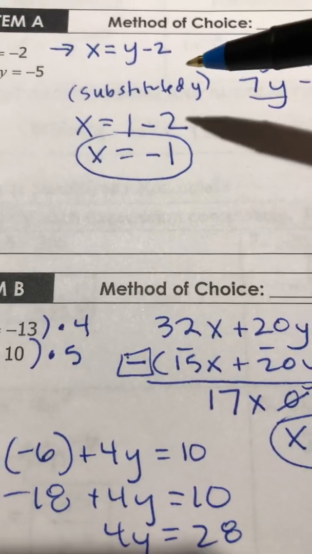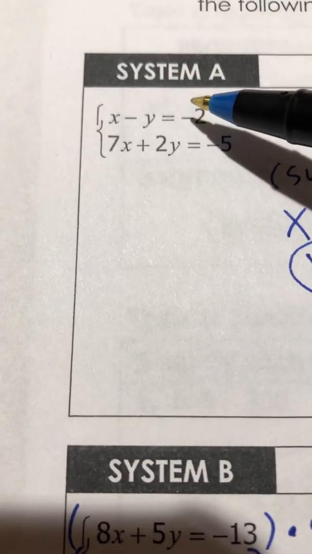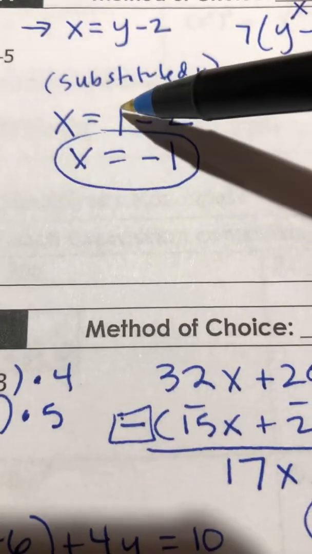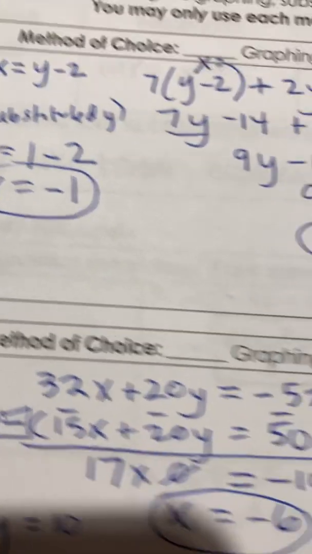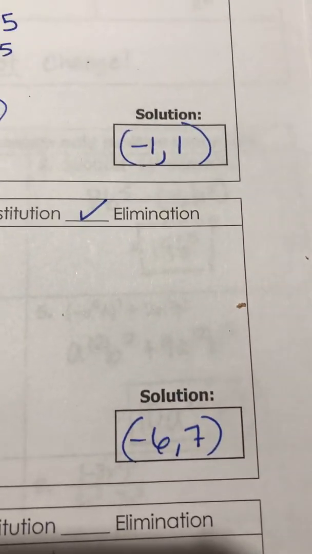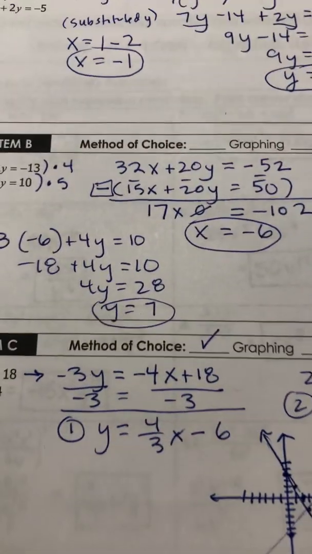So this is the equation I actually used. So again, I took my value for y, which was 1, and I plugged it in for y, and I solved it. So I got -1. So my solution then is in the box, and I put parentheses around it. It's -1, 1. For the second one, you'll see I chose elimination, but let's just see why.